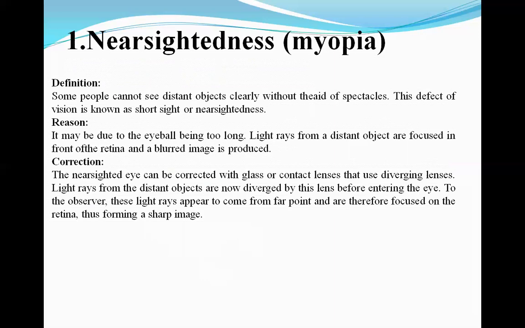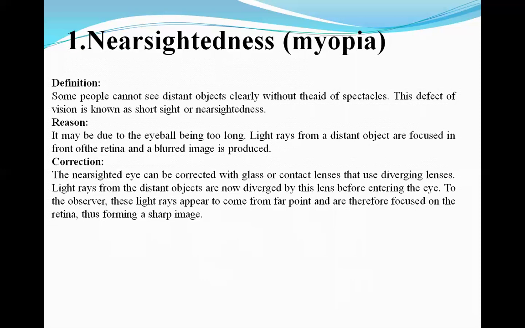People who cannot see distant objects clearly without the aid of spectacles have a defect of vision known as short sight or nearsightedness. It may be due to the eyeball being too long, so light rays coming from a distant object are focused in front of the retina and a blurred image is formed. For a clear image, the rays of light from an object should focus on the retina. So it can be corrected with glasses or contact lenses that use a diverging lens.